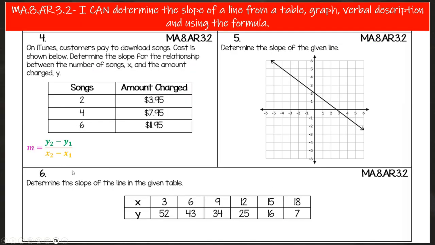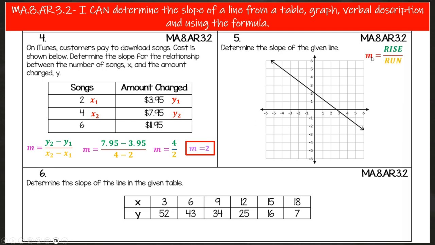All right, question number 4. On iTunes, customers pay to download songs. Cost is shown below. Determine the slope for the relationship. So it tells you that the number of songs is your X. The amount charged is your Y. So we're going to label our X1, Y1, X2, Y2. We're then going to use our slope formula in order to find our slope. So $7.95 minus $3.95 divided by 4 minus 2 simplifies to be 4 divided by 2. So our slope for this table is 2.